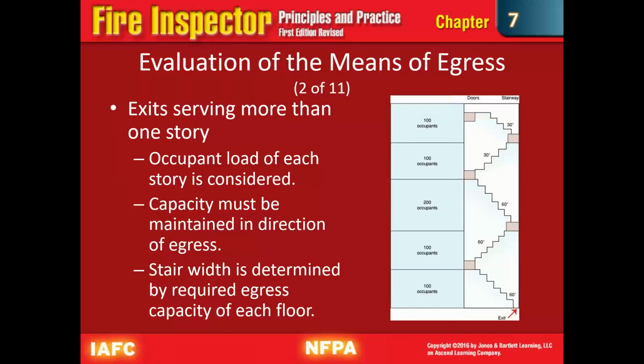All right. Also, how you're going to evaluate is your exit serving more than one story. All right. So you look over here that the occupant load of each story is considered. The capacity must be maintained in the direction of egress, and the stair width is determined by the required egress capacity of each floor. All right.